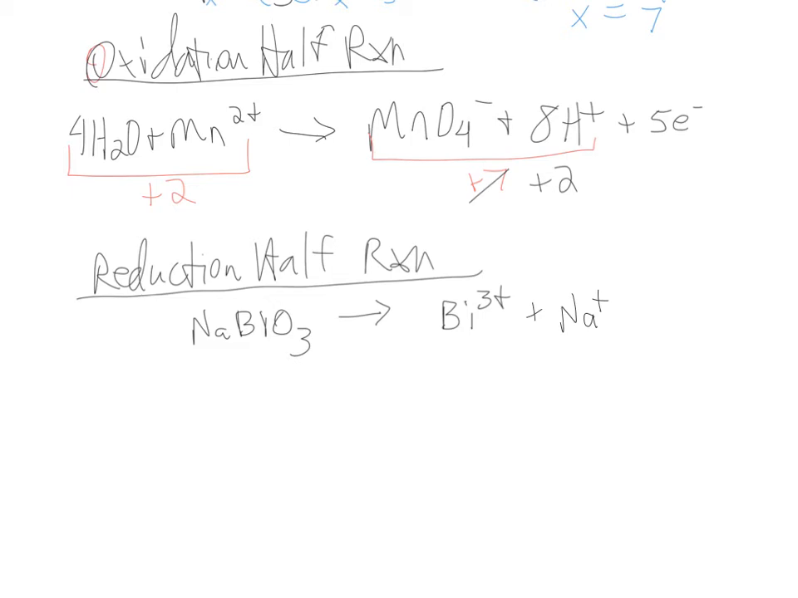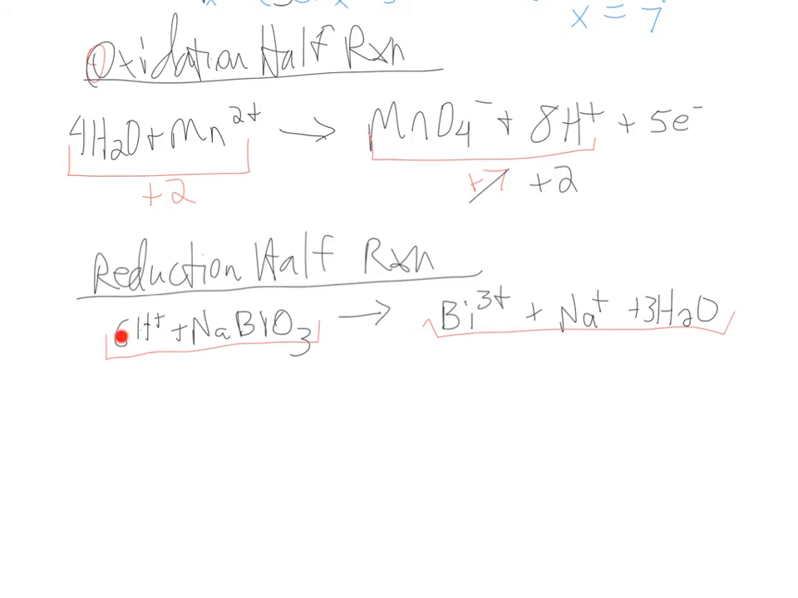Next step, balance oxygen by adding water molecules. Well, we have 3 oxygens within NaBiO3, so we need to add 3 water molecules to the right side. But upon doing that, we've thrown the hydrogen count off, so now we need to add 6 hydrogens to the left side. Lastly, we balance charge by adding electrons.